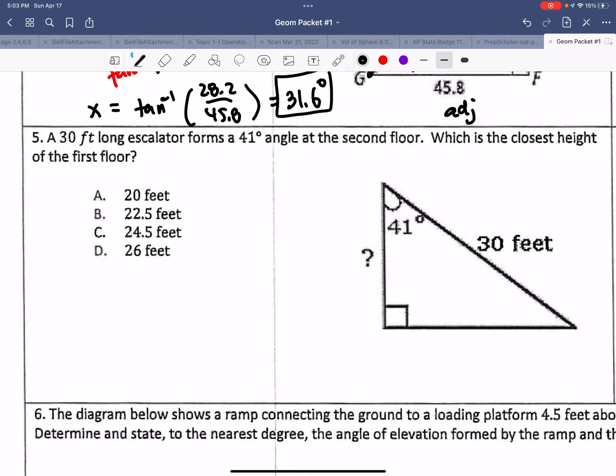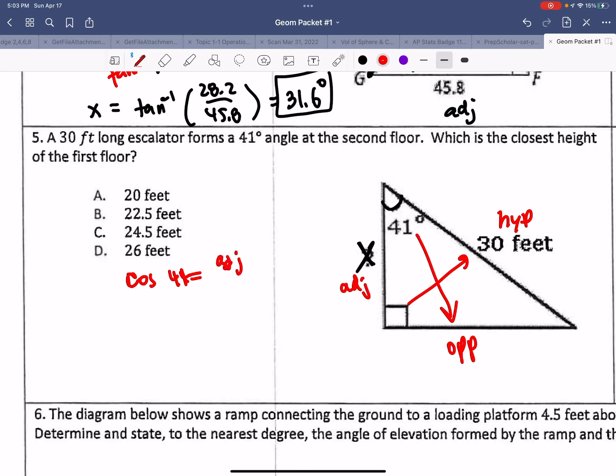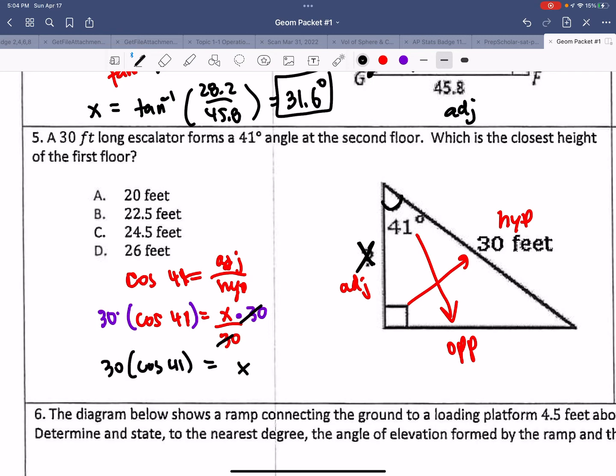Okay, just a couple more. There's a 30-foot long escalator that forms a 41-degree angle at the second floor. What is the closest height? Okay, so let's go ahead and call that x. We know this is opposite. Opposite the box is the hypotenuse. That's our adjacent. So I think we need cosine here, right? Cosine of 41 is adjacent over hypotenuse. So the cosine of 41 is x over 30. All right, so if we multiply by 30 on both sides, we'll get x is 30 times the cosine of 41. Let's try that out.